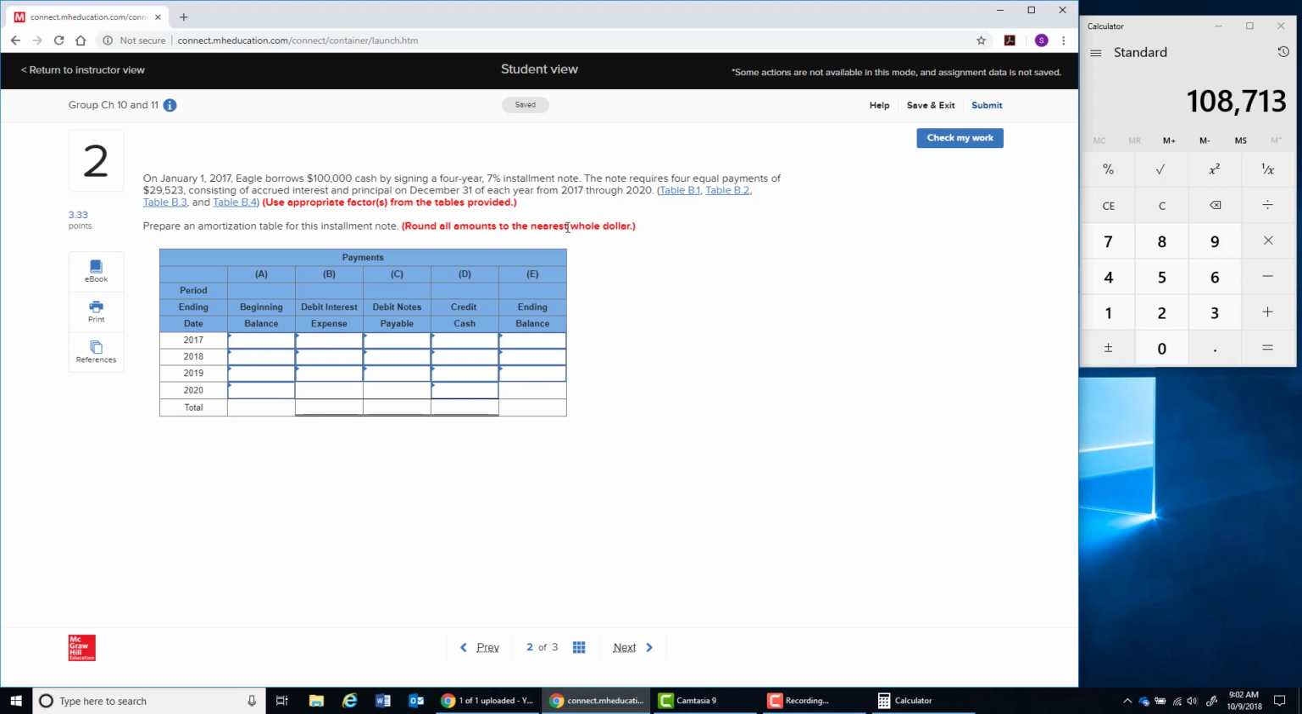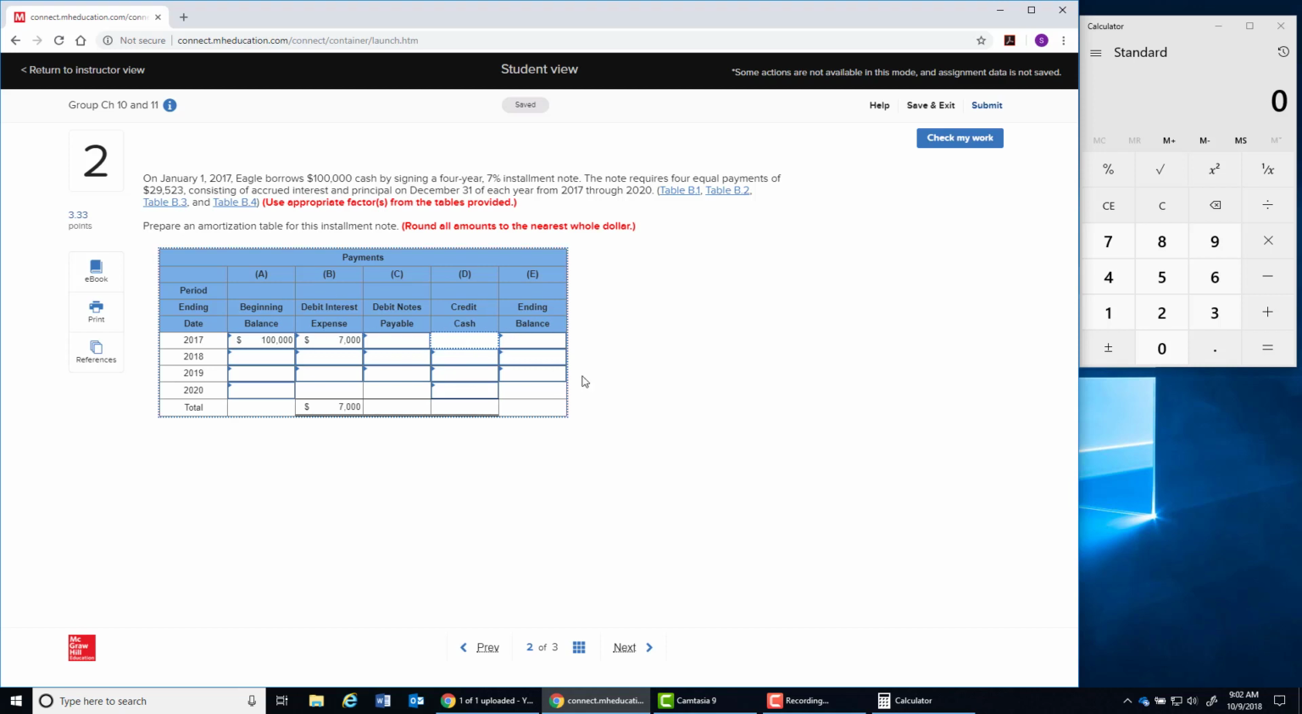So how do you think we're going to get this one going? Well, let's just go ahead and start it with the beginning balance. That's easy. And now we've got to find out how much interest expense are we paying on this very first payment? Well, it's 7%. 7% of what? It's 7% of the beginning balance. Well, that's just going to be $7,000, right?